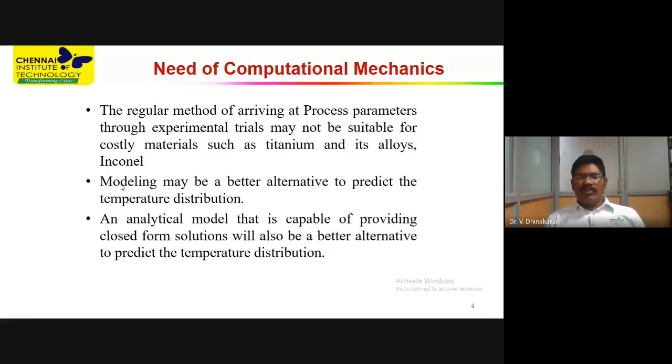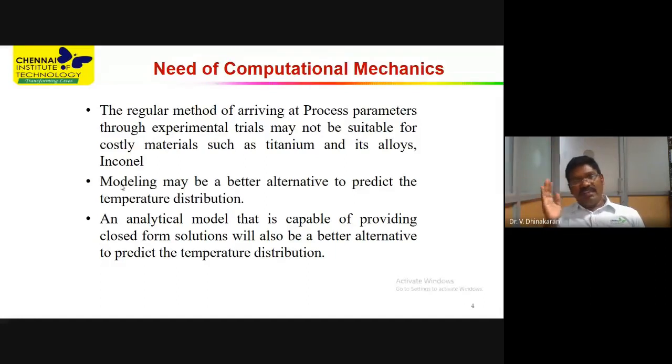Yeah, okay. So we do not have time. So for that, we need to have some better methods or a better alternative to experimental analysis. And computational mechanics will be one of the alternate methods.